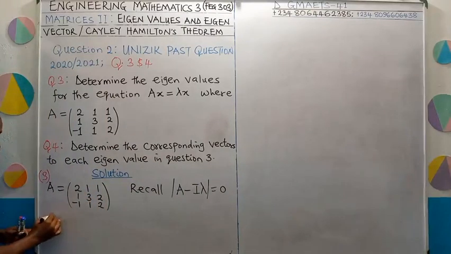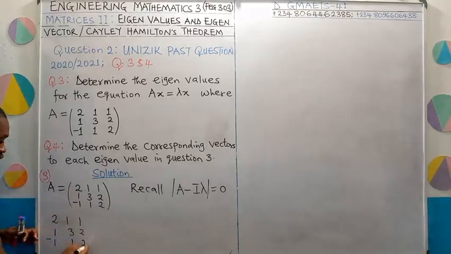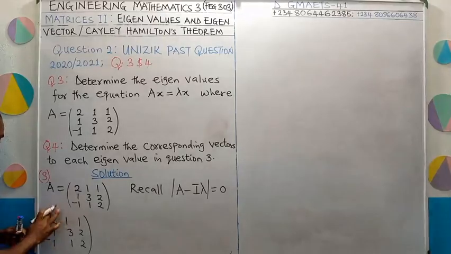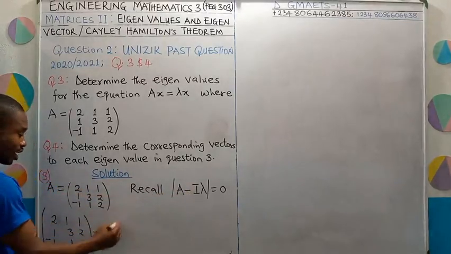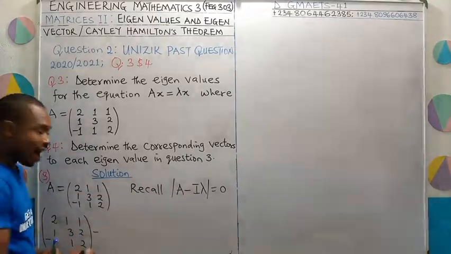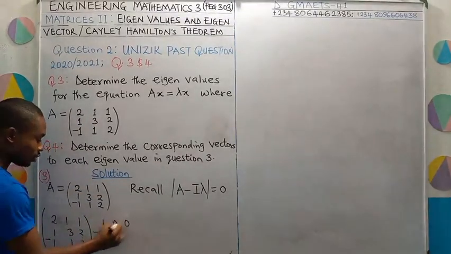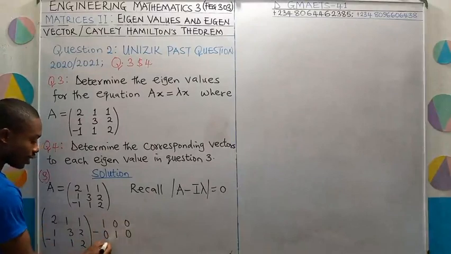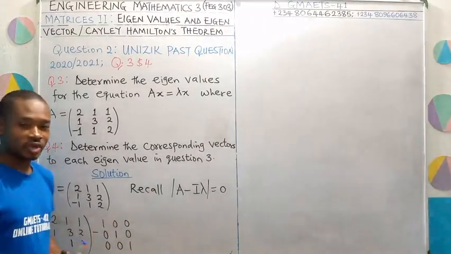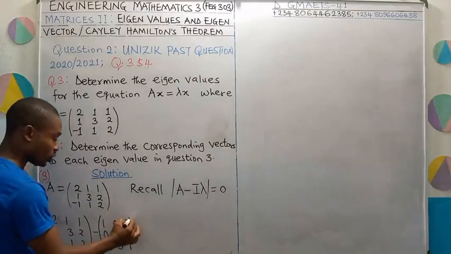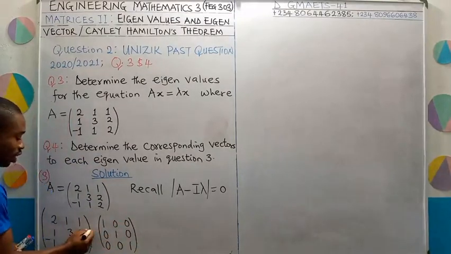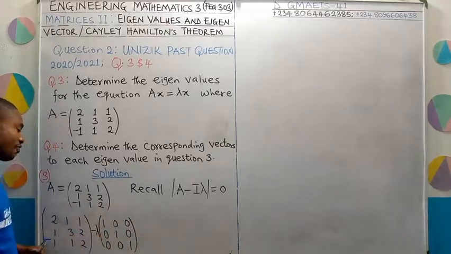Our A is 2, 1, 1. Then our 1, 3, 2. We have minus 1, 1, and 2. Subtracting I lambda. I is going to be 1, 0, 0, 0, 1, 0, and 0, 0, 1. You have to memorize that. Are you following, right? Unit matrix for a 3 by 3 square matrix. Remember, this has to be multiplied by lambda. So I have my lambda here.